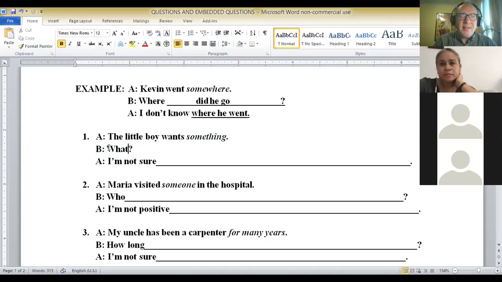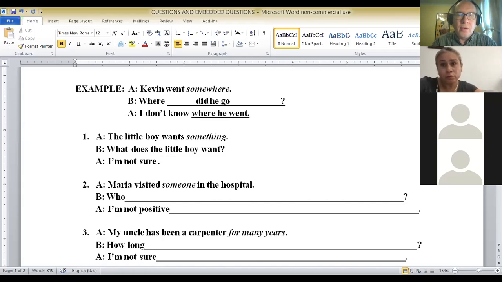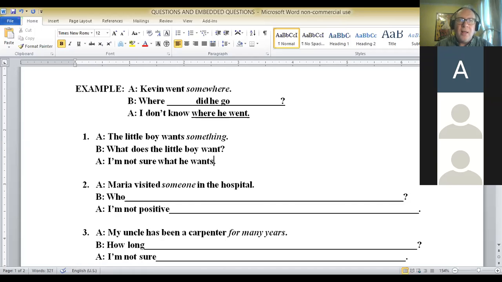All right, the next one says, the little boy wants something, and I want to make a question. This is simple present, right? What kind of question could I make? What does the little boy want? And how would we answer that? I'm not sure what the little boy wants. I'm not sure what he wants, right? Everybody agree? Right? So, simple present question, we need does. Simple present embedded question, no does.